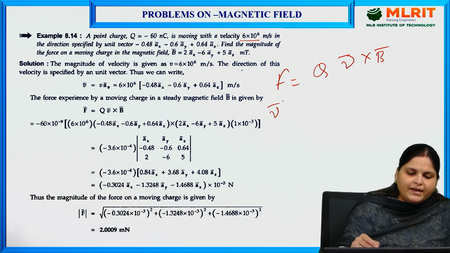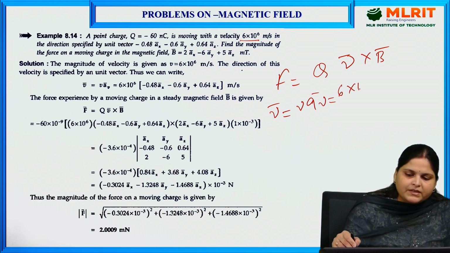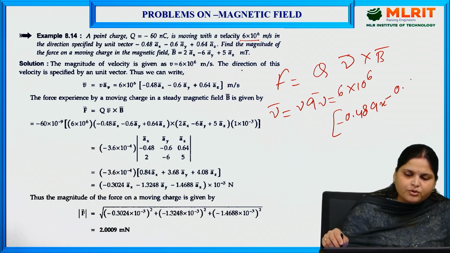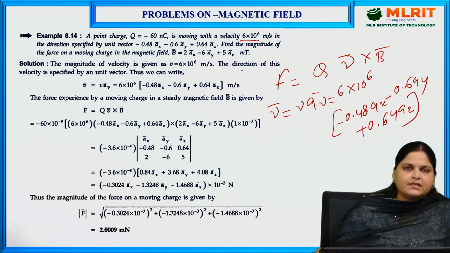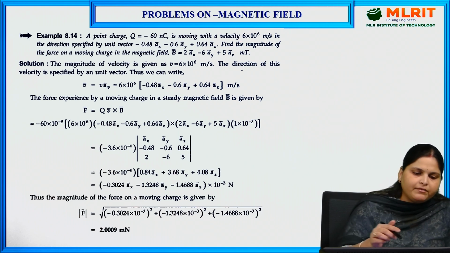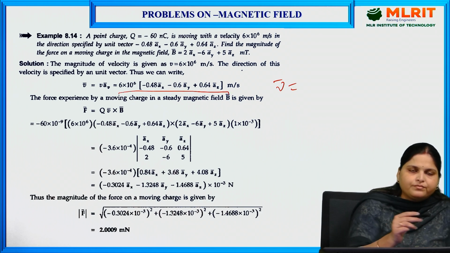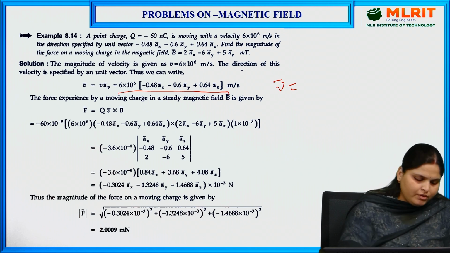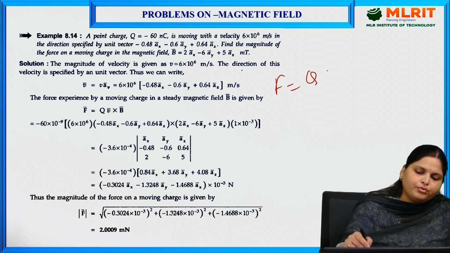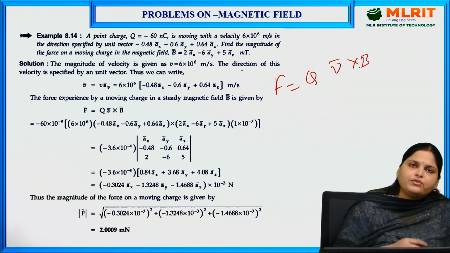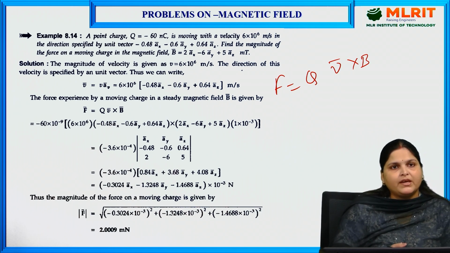So to find V, basically we have to write VA. V is given as magnitude 6 into 10 to the power 6 and the direction is given as minus 0.48 AX minus 0.6 AY plus 0.64 AZ. We can multiply this inside and we will get the value of V. Now we have to use this formula F is equals to Q V cross B. So Q is already given, 60 nanocoulomb, V cross B.